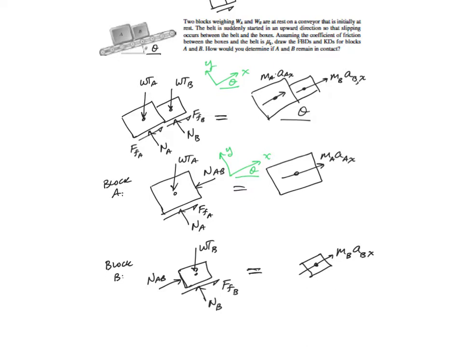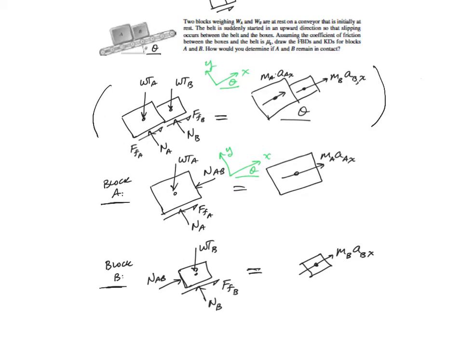I've got a 2-block system. I can draw A and B together, I can draw block A on its own, and I can draw block B on its own. And obviously block A and block B relate to each other by that force NAB.